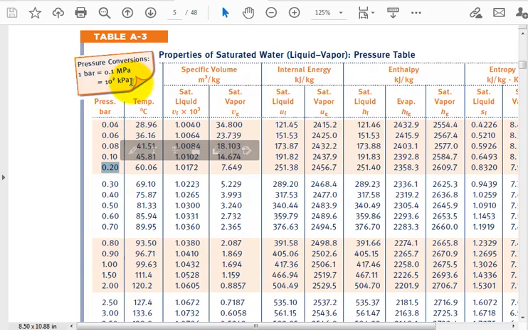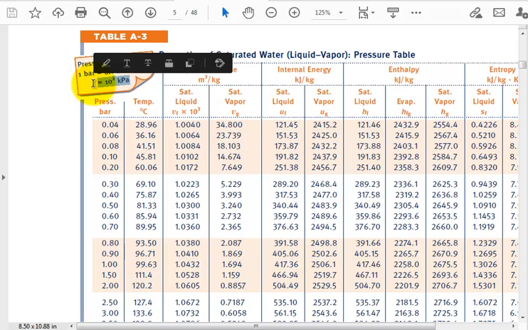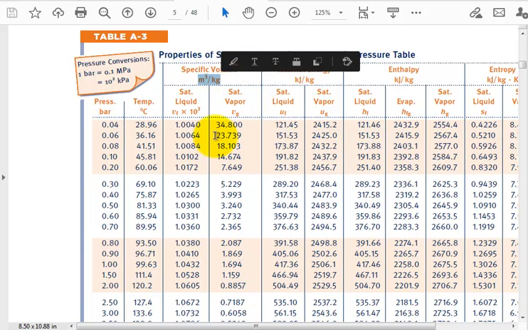Right up here is a very important reminder. So 1 bar is 100 kilopascal. So 20 kilopascal is 0.2 bar, and we're able to do that conversion. Because it's problematic for a lot of students, they give this helpful conversion factor for pressure going from megapascal to bar and kilopascal to bar. Okay, so we look over here and there's our saturated liquid's specific volume in units of meter cubed per kilogram.